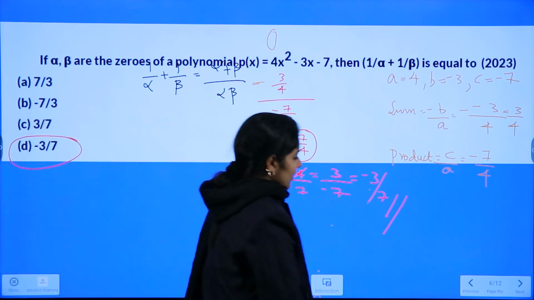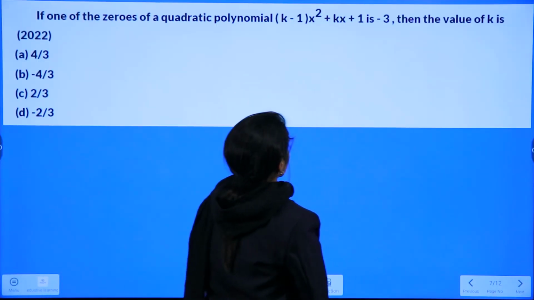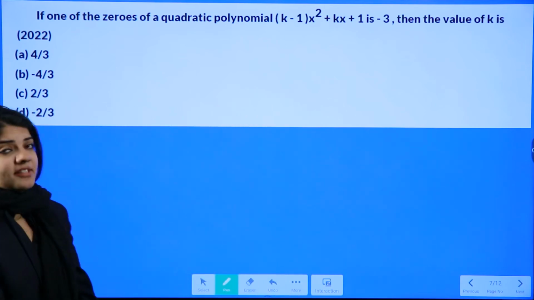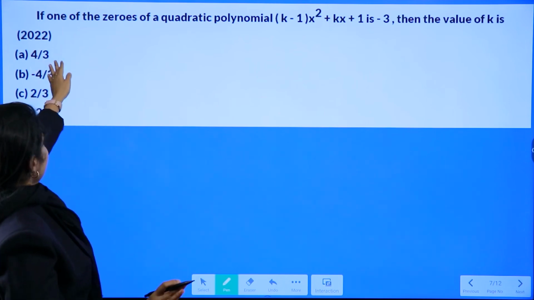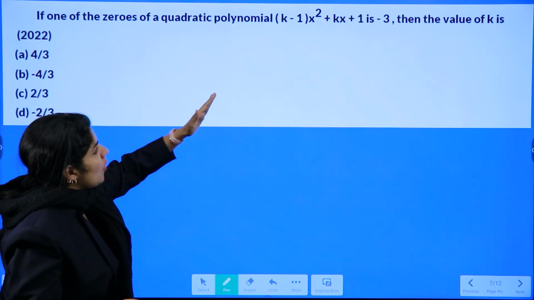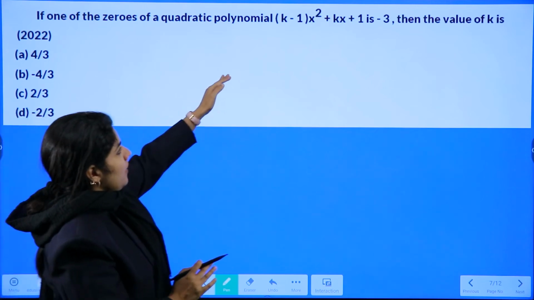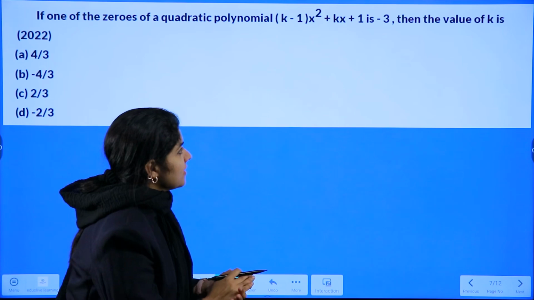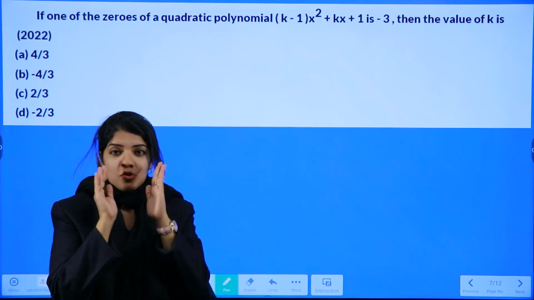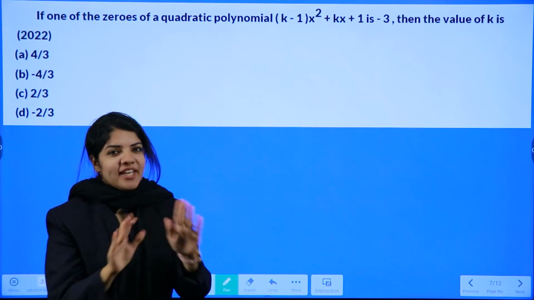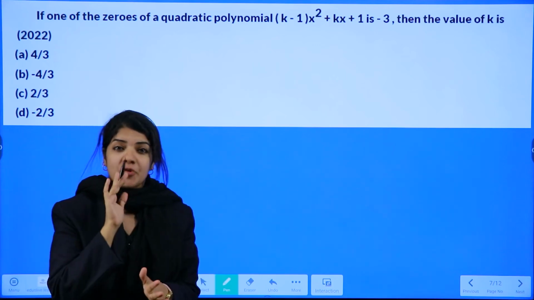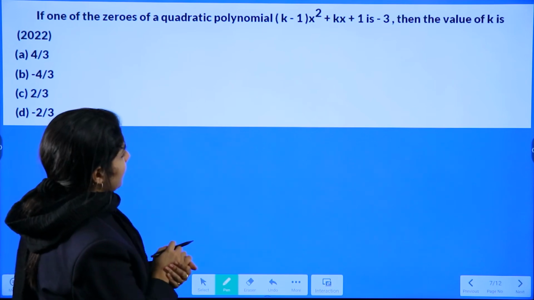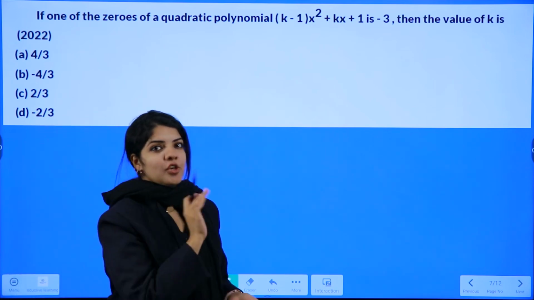Okay. Then we will check out the next question, and this is also one of the repeatedly asked questions, and this is very important. If one of the zeros of the quadratic polynomial (k minus 1)x square plus kx plus 1 is minus 3, then the value of k is. Okay, so listen, this is a very important question, and this is one of the repeatedly asked questions. Here one of the zeros is given and we have to find the value of k.